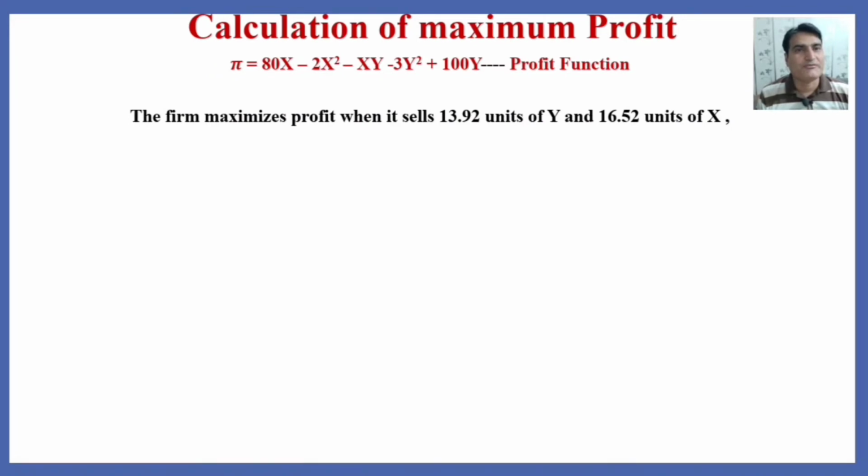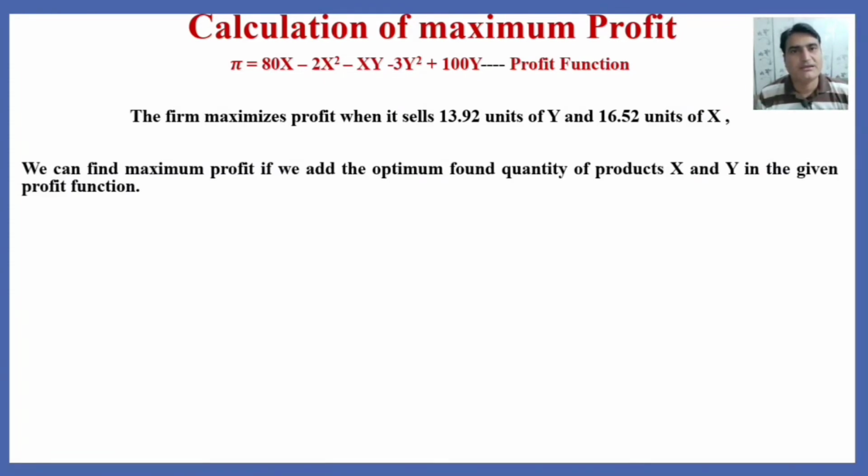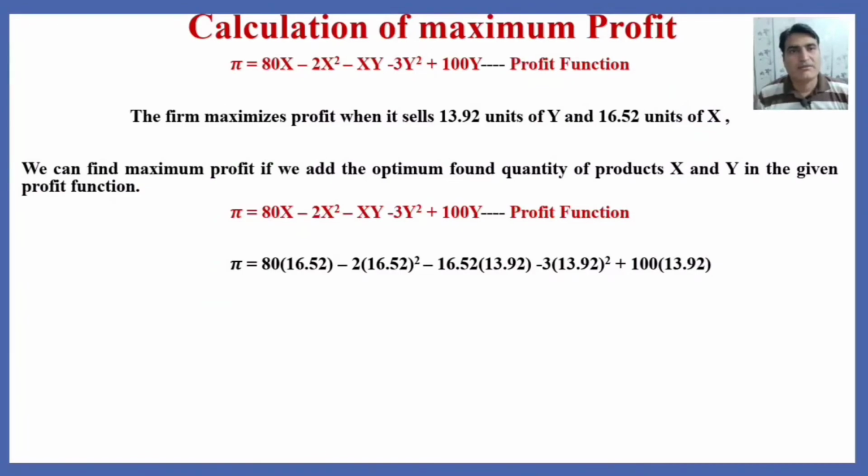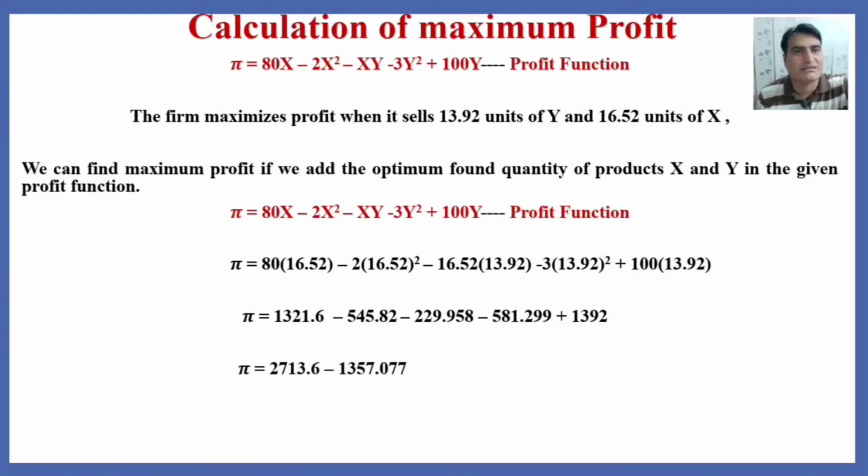The firm maximizes profit when it sells 13.92 units of Y and 16.52 units of X. What would be the profit? We can find the maximum profit if we put the optimum quantities of products X and Y into the given profit function. So this is the profit function, and putting the values of X and Y here, after solving it we can see what the maximum profit would be. That maximum profit is $1,356.523. So this is the maximum profit if the firm produces 13.92 units of Y and 16.52 units of X.